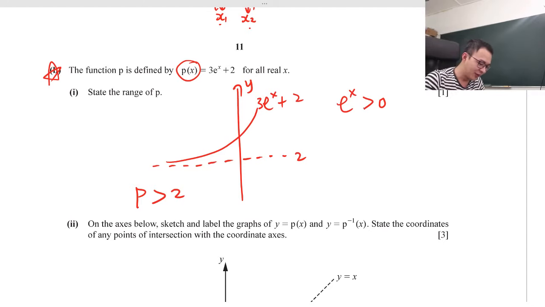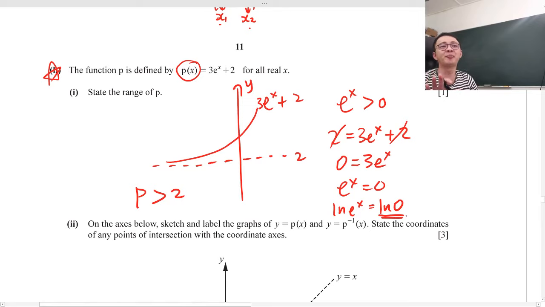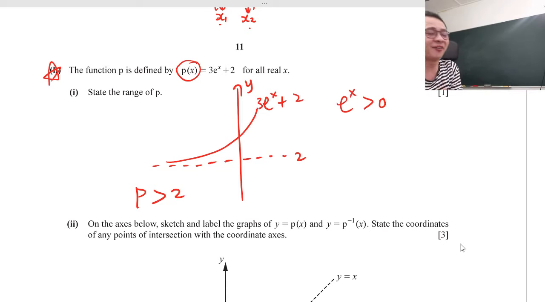So therefore, if I substitute 2 into p(x), see what happens here? 2 minus 2, I get 0. Just now I said e^x cannot equal 0, right? So e^x equals 0, how are you going to solve it? You add ln to both sides and then type it in your calculator. ln 0 basically gives you a math error, which means that's not possible. So therefore, the line can never touch 2, because if it touches 2, you will get a math error. So yeah, this one is basically just 1 mark, but that's how much you understand about the e graph.